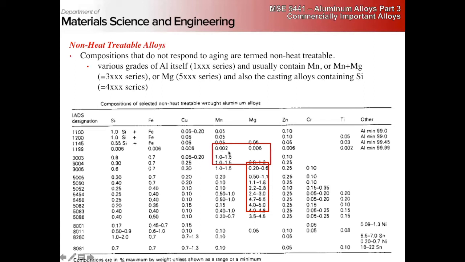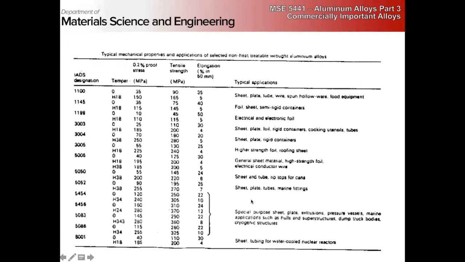If we look at the magnesium and manganese compositions, just some example alloys, what they're used for, and what temper they're typically used in. Here we see aluminum foil, 1145 in the annealed state, and some general properties.